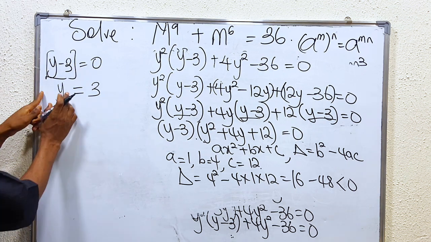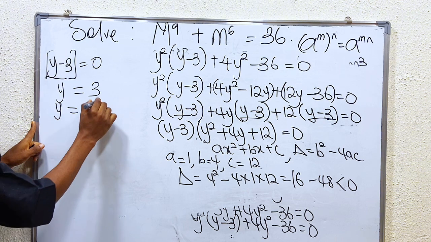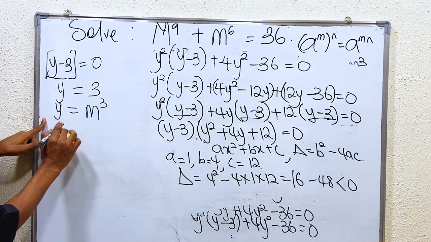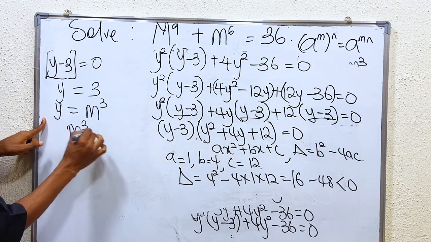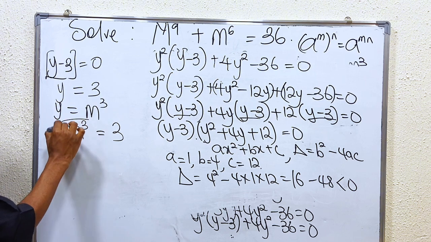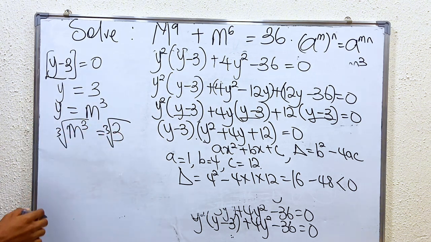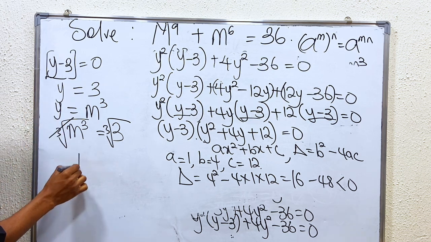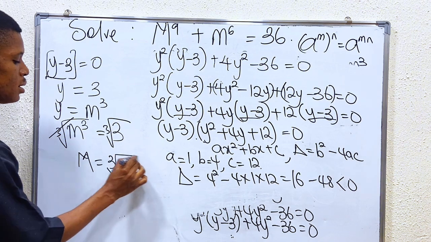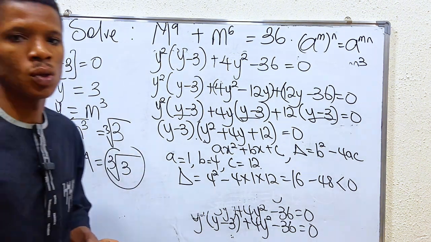The next thing, you recall what we defined to be our y. We said that y is m cubed. So since y is m cubed, we have m cubed equals 3. For us to get the value of m, we take the cube root of both sides. If you take the cube root of both sides, you see that m is equal to the cube root of 3. And that's the required solution.